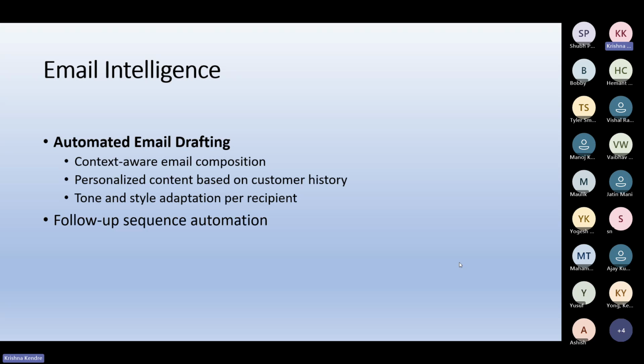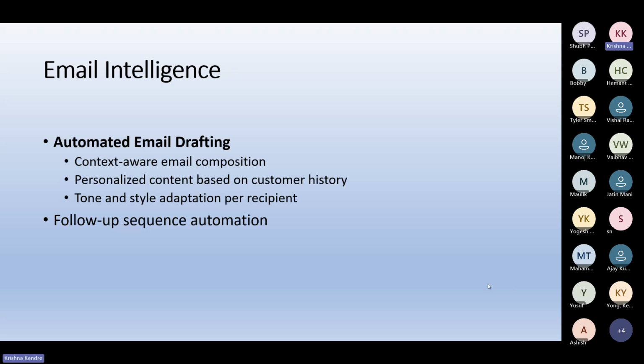For example, instead of a one-size-fits-all follow-up that we have, the system might reference a recent product demo or the support issue that the customer has raised. The tone and style adaptation. It can also adjust the tone and style depending on the recipient. A message to a senior executive might be formal and concise, while one to a long-term customer might be more conversational and more friendly.